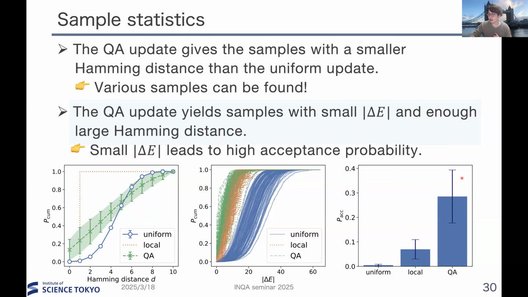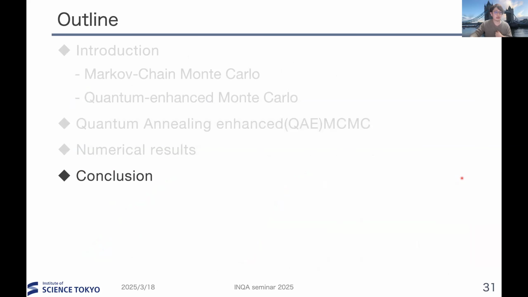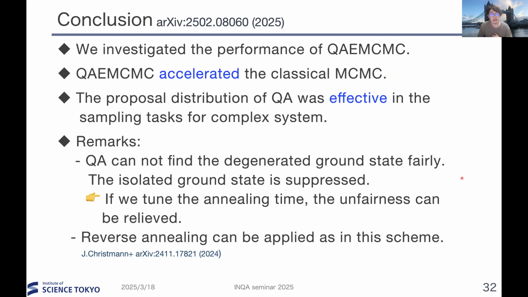Finally, I will conclude our study. We investigated the performance of a quantum annealing-enhanced Monte Carlo method, and the QAEMCMC accelerated the classical MCMC dynamics, and the proposal distribution of the QA was effective in the sampling task for complex systems.